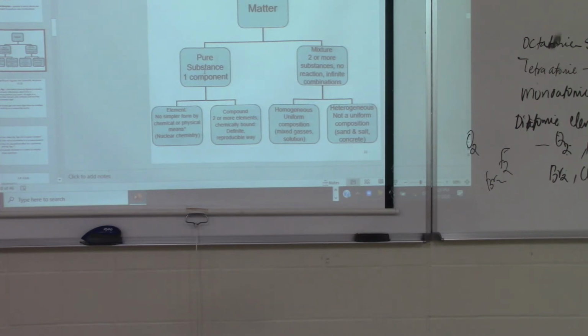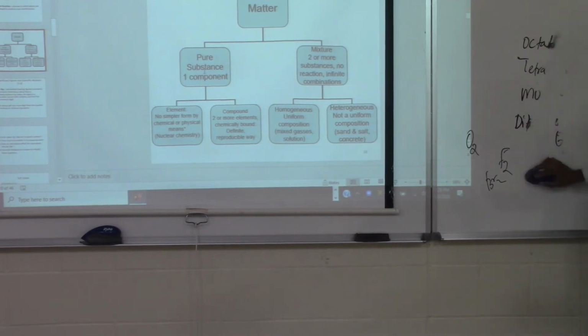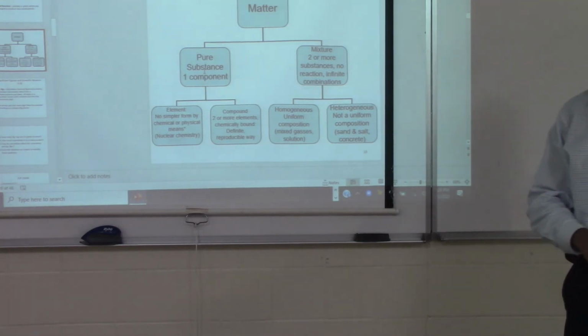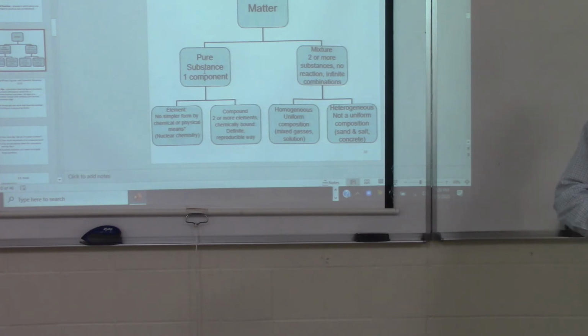Now, what is a mixture of two metals called? I just gave you the answer. What is a mixture of two metals called? Alloys. So I'll give you an example.